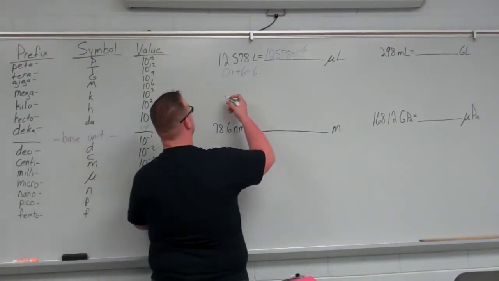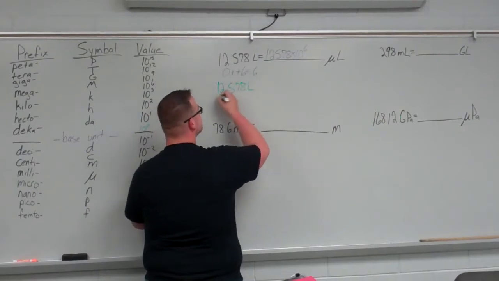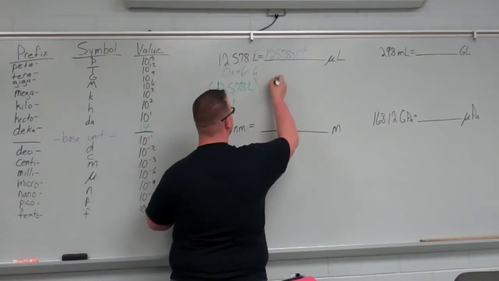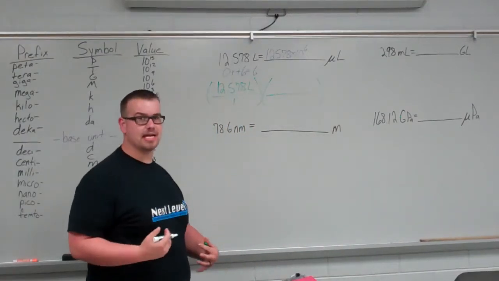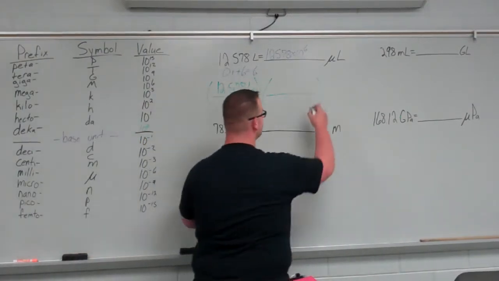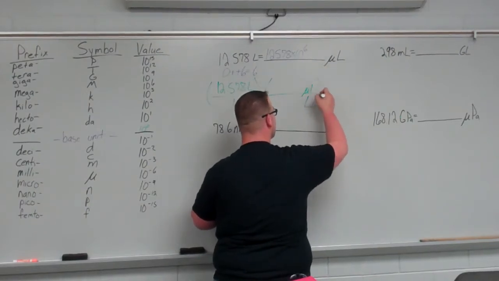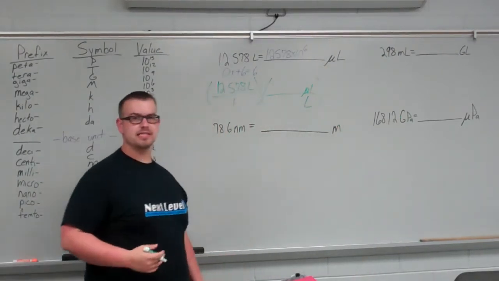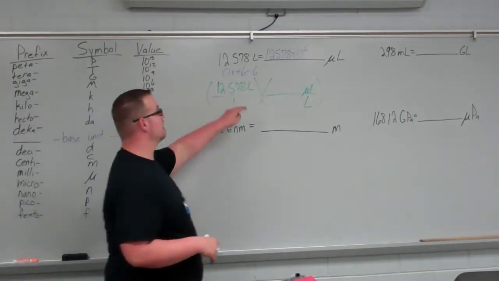So we've got 12.578 liters, set that over 1, then we're going to set the conversion table next to it. I need liters to cancel. Liters are on the top, so I need to put liters in the bottom. And I want to be left with microliters, so that's what's going to go in the top. It's as simple as that. What I want left is going to go in the top. What I want to cancel out is going to go to the bottom, because I put what I started with in the top.